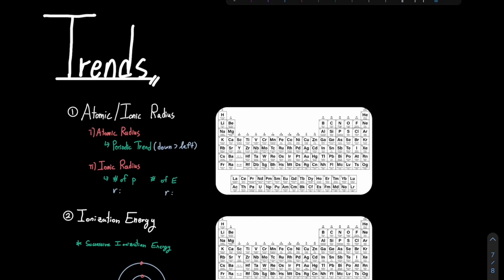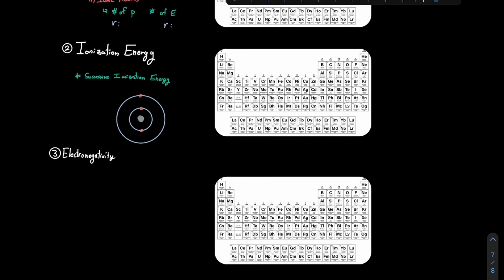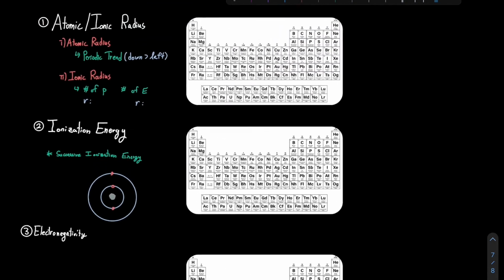So today we're going to be talking about trends, more specifically trends that we can see within the periodic table. It may seem that the elements are just random, but they actually have a very strict pattern, and through this pattern we can gather a lot of information such as atomic radius, ionization energy, and electronegativity, and one more thing that we'll cover later.